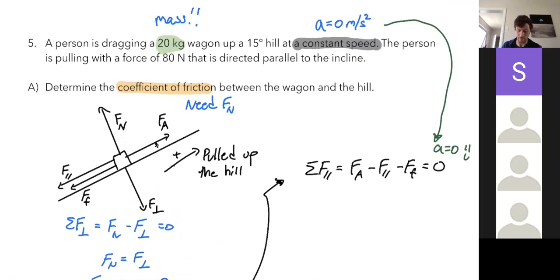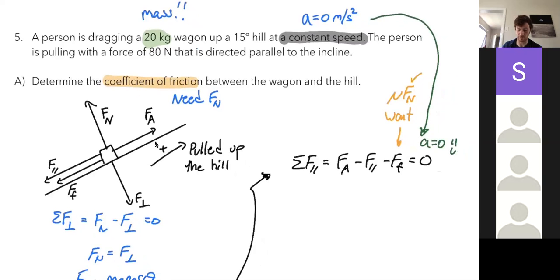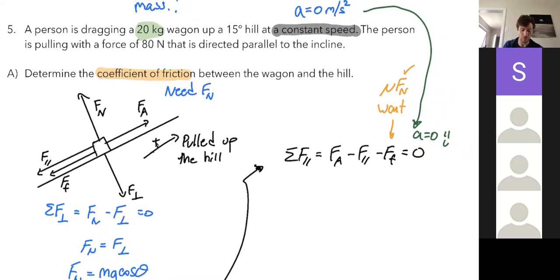Okay. Now we look closer at this. We want the coefficient of friction, which means we are looking at this term. That's what we want because we know that term involves mu Fn and we already found Fn. So that is what we are looking for. Our applied force right there is beautiful. That's 80 newtons. It tells us in the question that they're pulling with a force of 80 newtons.